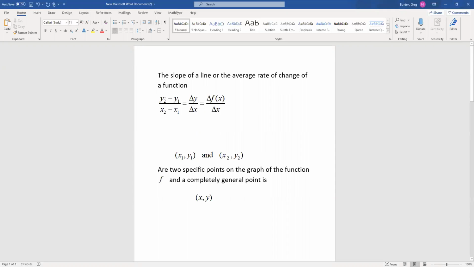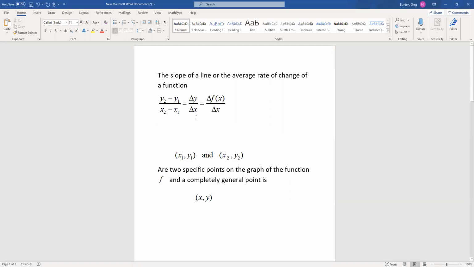The slope of a line, you'll recall, is the difference of the y values for that particular line, divided by the corresponding difference of the x values on that particular line. So we have two points, x sub 1, y sub 1, which is on the line, and x sub 2, y sub 2, which is also on the line. And we're looking at the ratio of the differences of the coordinates of those points.